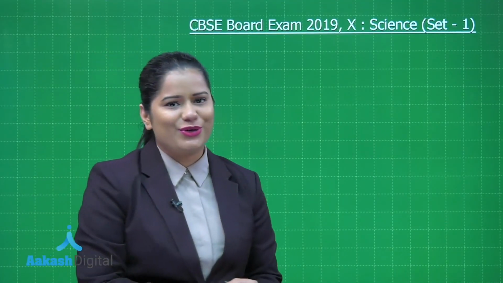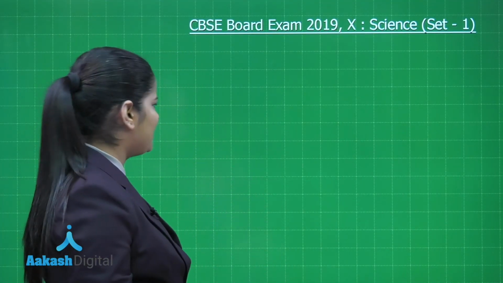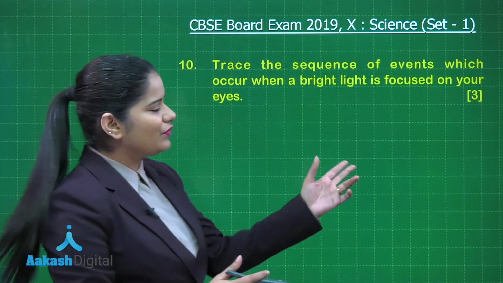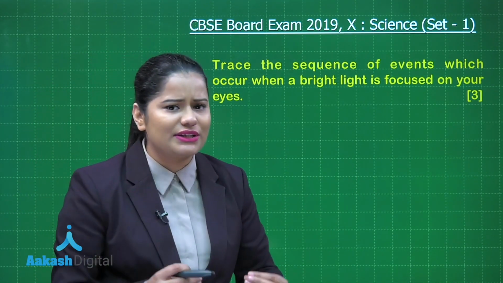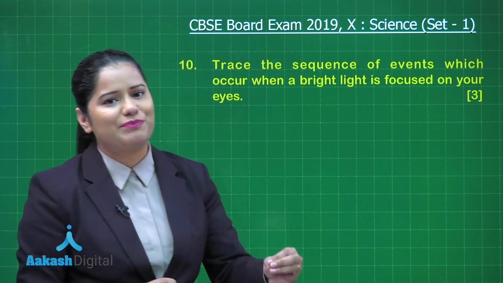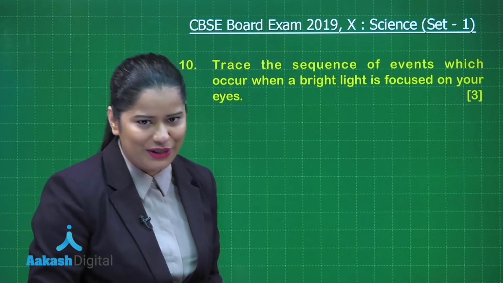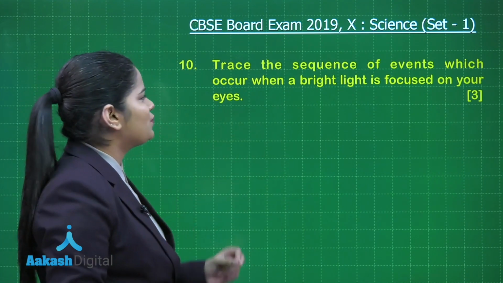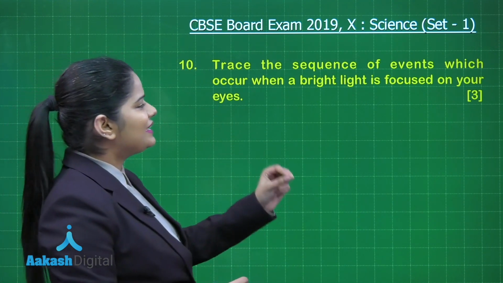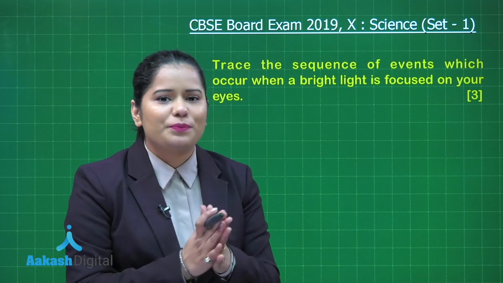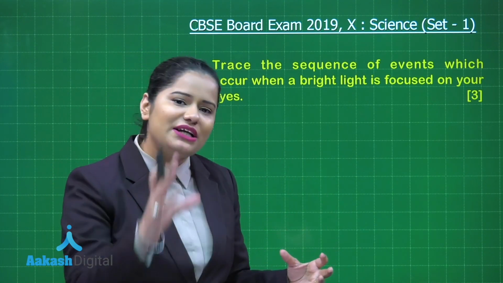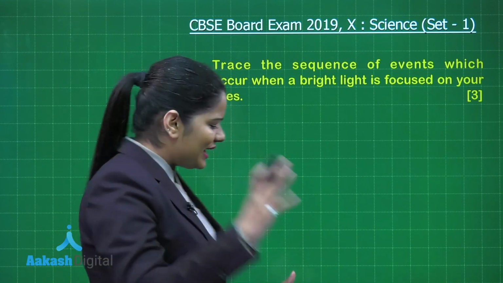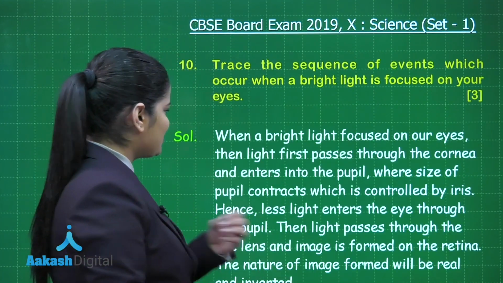Hey, so now let's have a look at the solution for question number 10 that belongs to section C, and this question holds 3 marks. This is another question that was there in the paper from the chapter Human Eye and the Colorful World. This question says: trace the sequence of events which occurs when a bright light is focused on your eyes. So basically this question is demanding you to write down the complete working of the human eye. So let's have a look at the answer for this question.